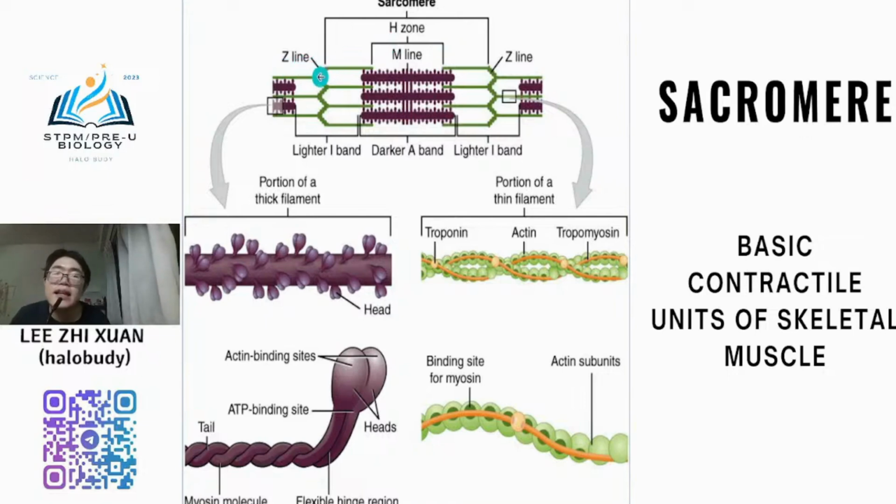Okay. Another one, H zone and Z line. So the Z line, you can see the structure. It looks like the Z structure, right? Z structure.